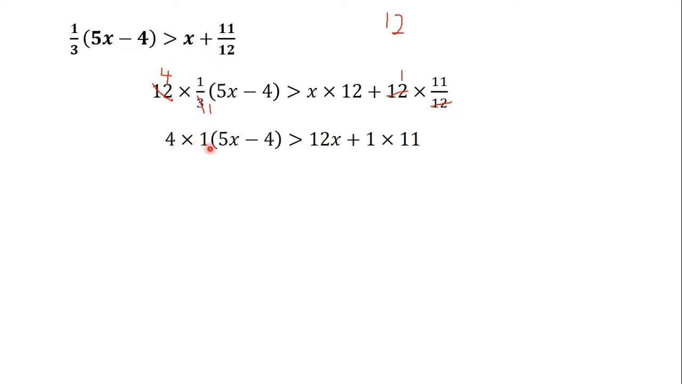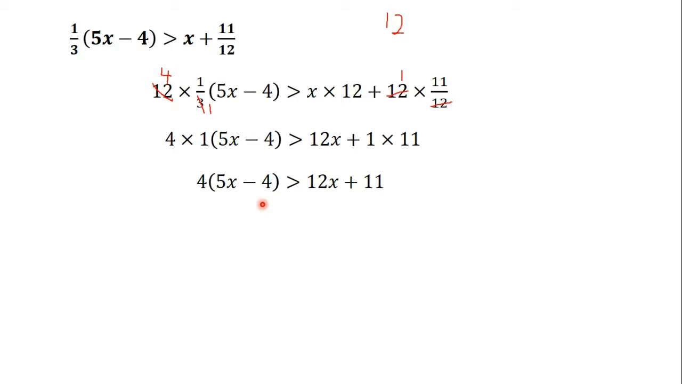So 4 times 1, then into bracket 5x minus 4, then greater than x times 12 is 12x plus 12 has cancelled 12, so we have 1 here. So 1 times 11. Now 4 times 1 will give us 4. So 4 into bracket 5x minus 4 is greater than 12x, which we already have. 1 times 11 will give us 11. So from here, you see that it becomes type 3 of linear inequalities.